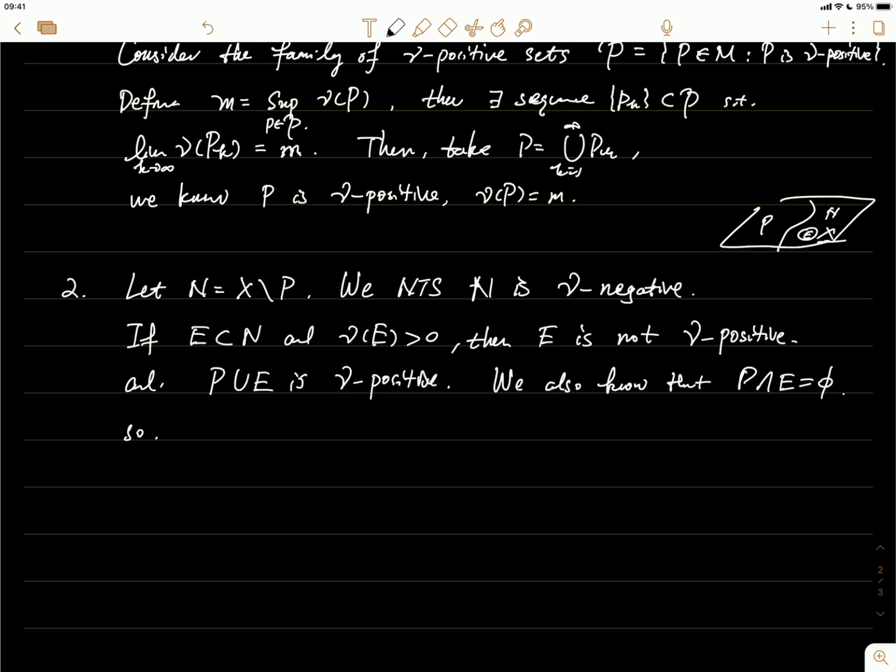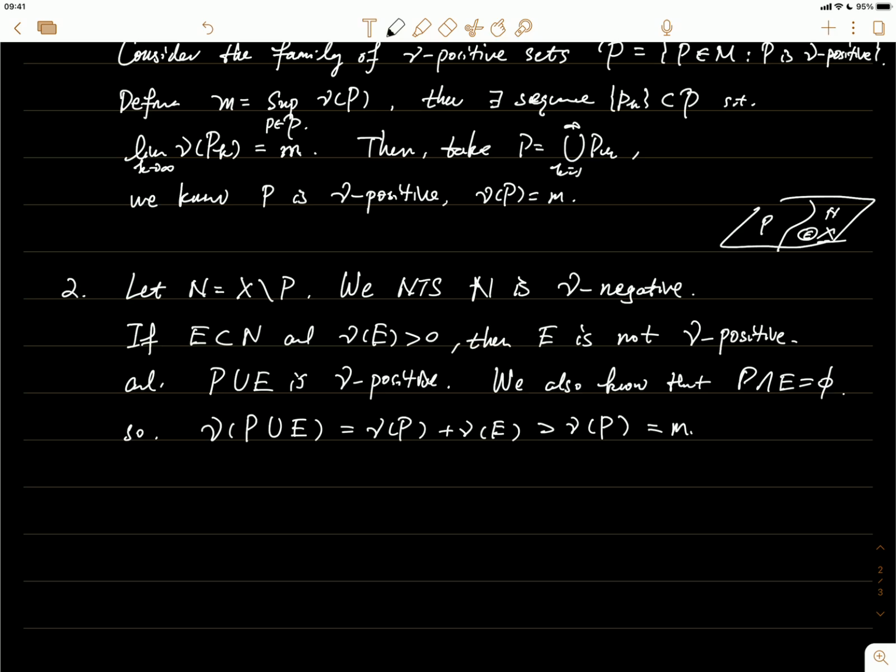So the signed measure of the union is equal to the signed measure of P plus the signed measure of E, right? Since nu is countably additive, and we have two disjoint sets now. So the measure of the union is equal to the sum of their measures. And apparently because nu of E is greater than 0, this means that it's greater than nu of P itself, which is equal to M.